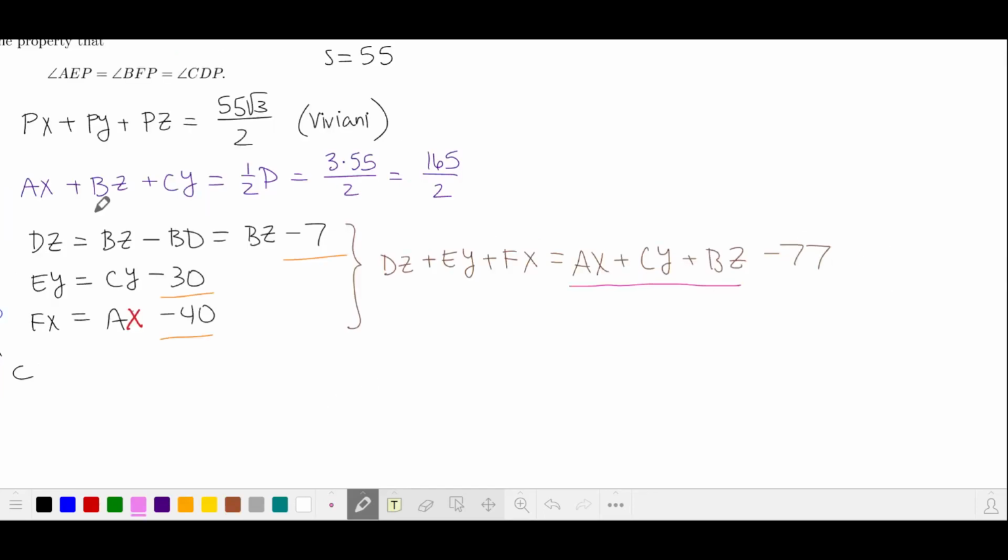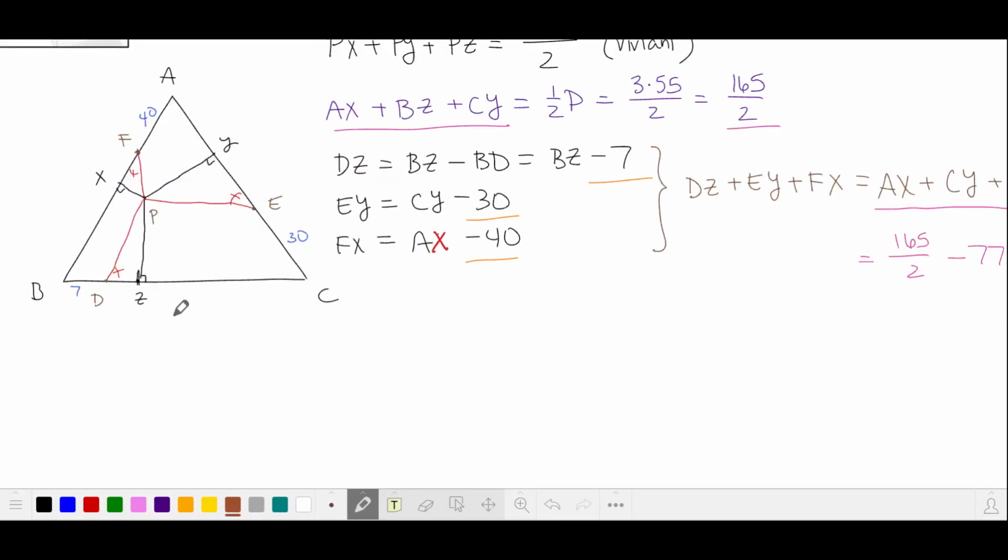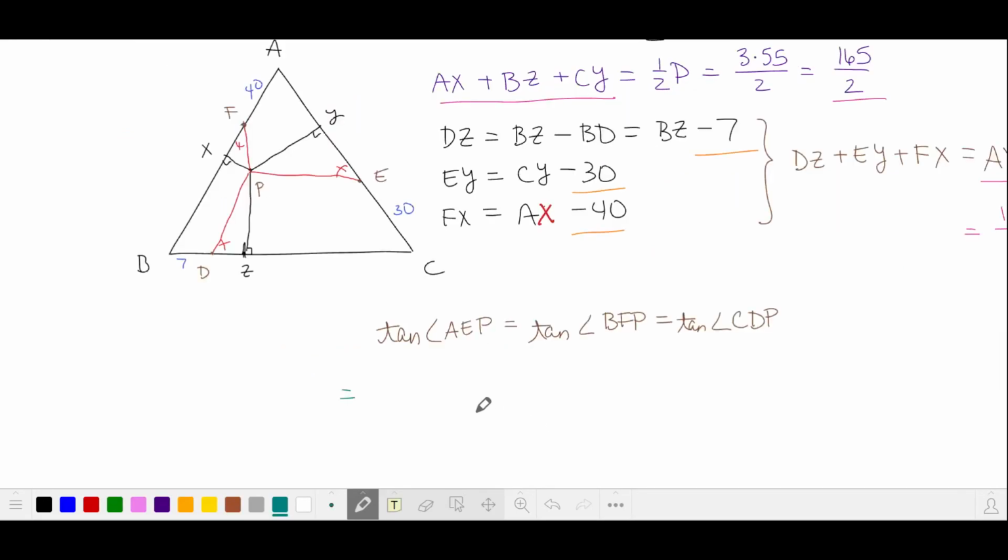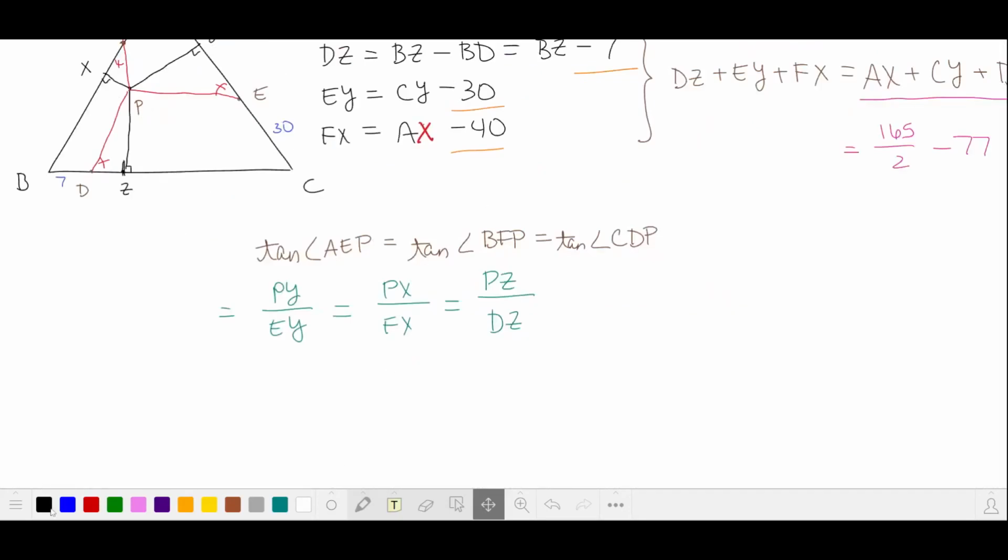We have this expression already. This is equal to 165 over 2. And when we subtract 77, we get 11/2. Since these angles are all congruent, the tangent of the angle that we're interested in is going to be the same as the tangent of the other two congruent angles, BFP and CDP. Using the right triangle ratios from triangle PEY, triangle FXP, and triangle PDZ, these are three equivalent fractions, so if we add the numerators and denominators, we get the same equivalent fraction.